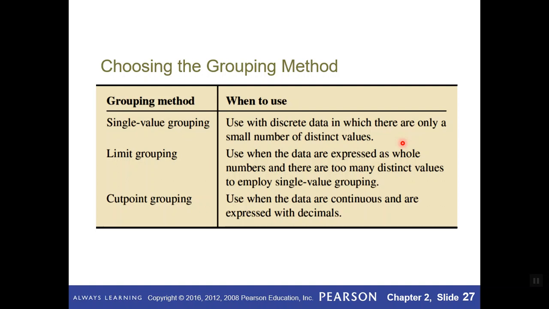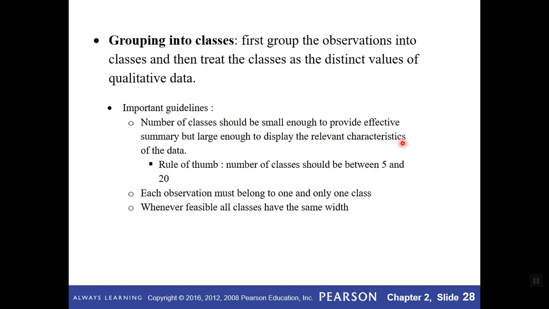Last one is cut point grouping. You can use cut point grouping when the data are continuous and are expressed with decimals. So if you have continuous numerical data, you can stick with cut point grouping. Group into classes: first group the observations into classes and then treat the classes as the distinct values of qualitative data. That's how we group into classes.